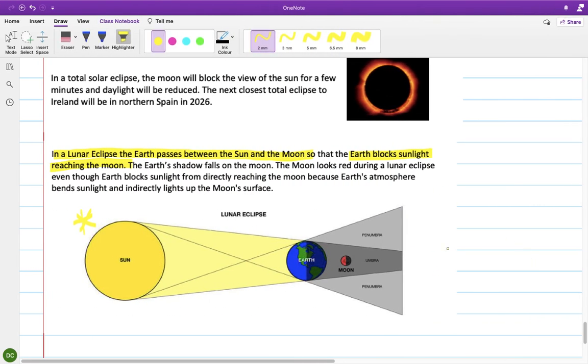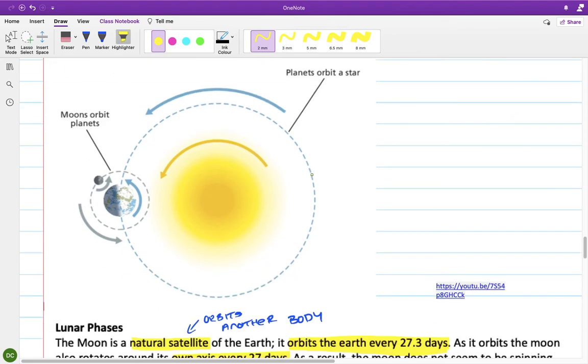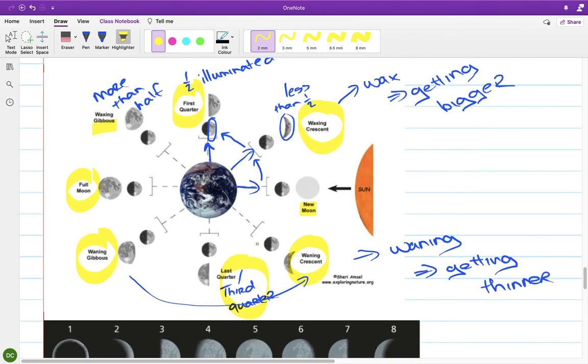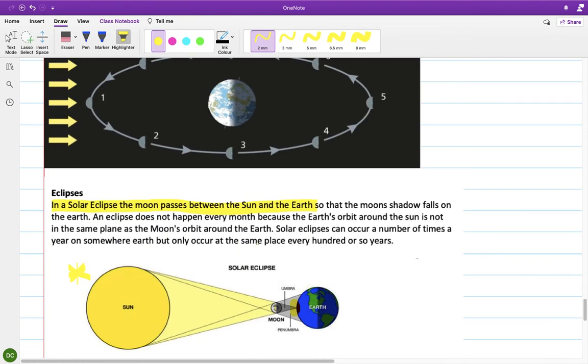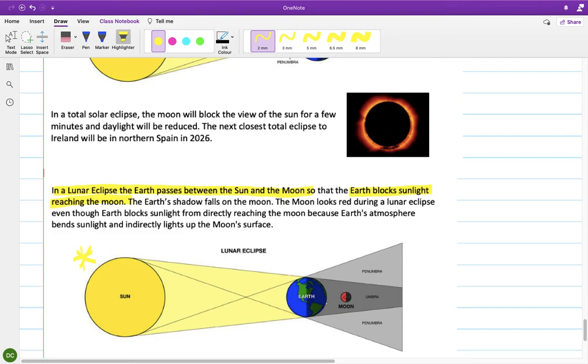Okay, so that's your lunar eclipse. Okay, so all of the notes are there, and that is the chapter finished. So you need to know your phases of the moon. You need to know what happens during a solar eclipse and be able to draw a simple sketch of it. You need to know what happens during a lunar eclipse and be able to draw a simple sketch of it.